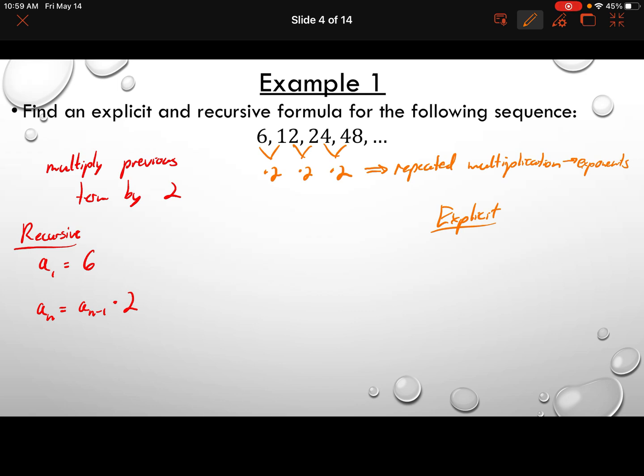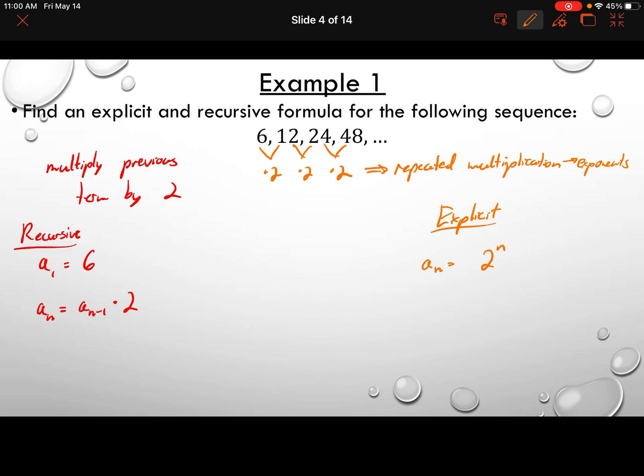So since we're repeatedly multiplying by 2, I guess that means that the base of our formula is going to be 2 to the n power, right? Because that's the number that we want to repeatedly multiply by 2. Well, does this work? Well, let's see. If the first term is 6, if I plug in 1, I get 2. So that doesn't work, all right? Because remember, we want the first term to be 6, but if I plug in 1 into this formula, I don't get 6. I get 2, because 2 to the first power is 2.